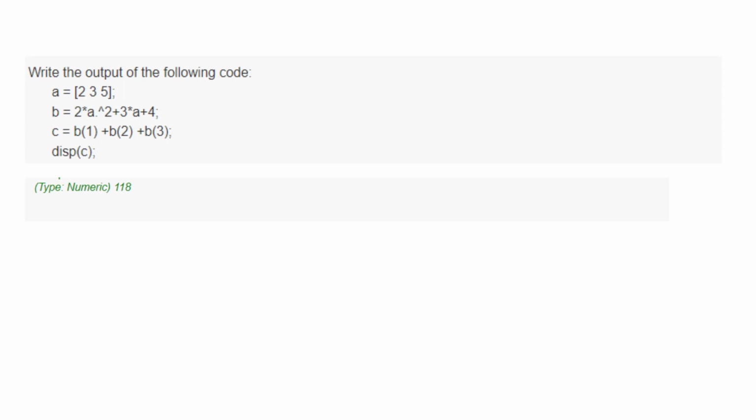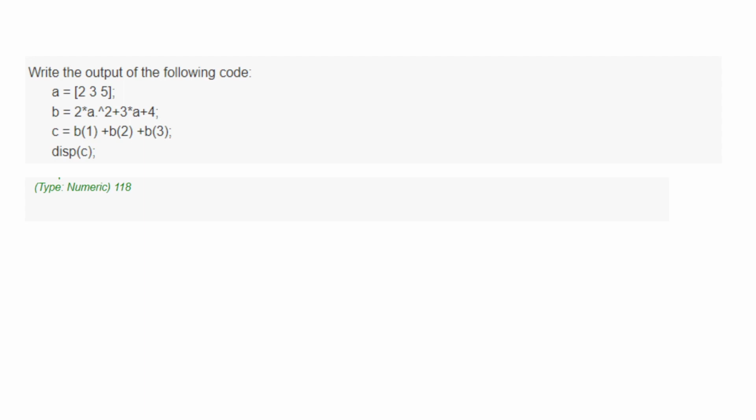b1 will be when a equals 2. So the expression becomes 2a squared, which is 2 into 4, 8; 3a becomes 3 into 2, 6; and plus 4. The total is 8 plus 6 plus 4 equal to 18. Next, b2: 2a squared, 2 into 3 squared is 2 into 9, 18; then 3a is 9, plus 4. That becomes 18 plus 9 plus 4 equal to 31.